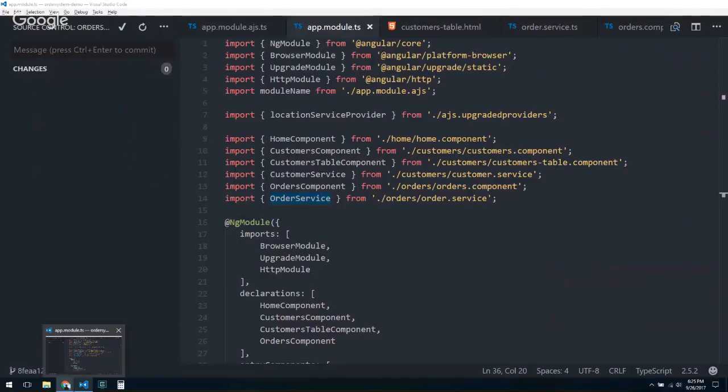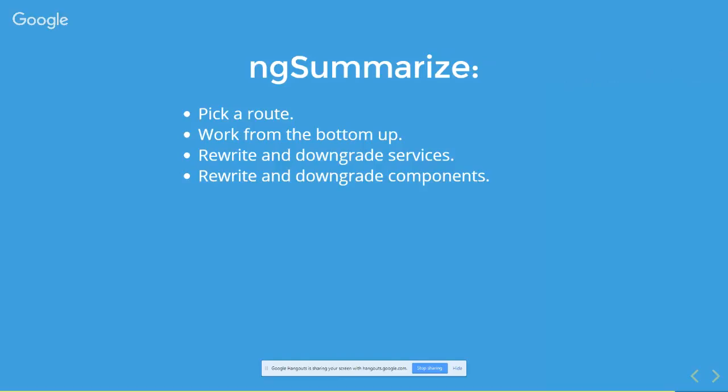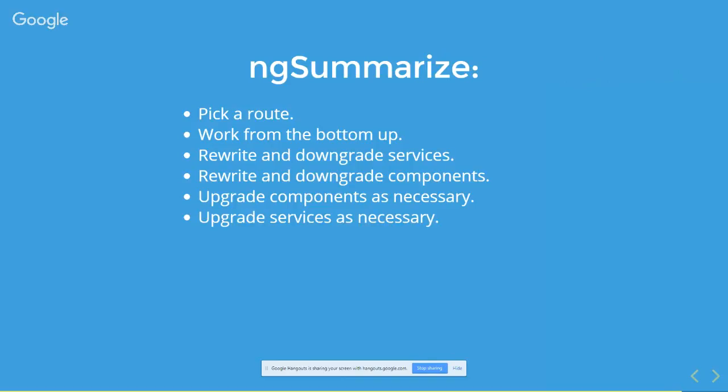And that's about it. So to summarize, you pick a route, you work from the bottom up. I gave you a real good example of why you would work from the bottom up and not try to downgrade. So you rewrite and downgrade your services, rewrite and downgrade your components, and then upgrade your components if you need to, and upgrade services if you need to.